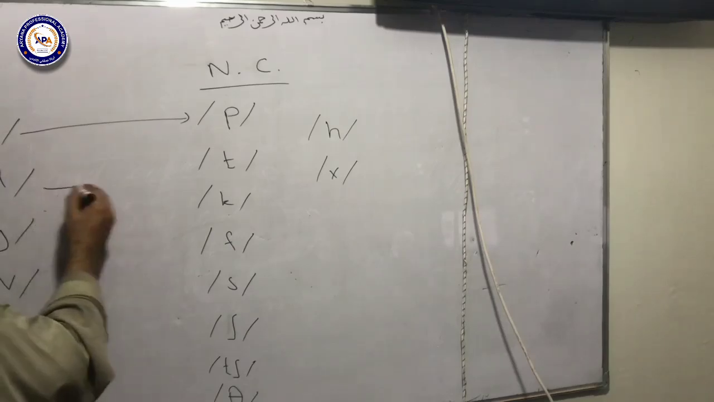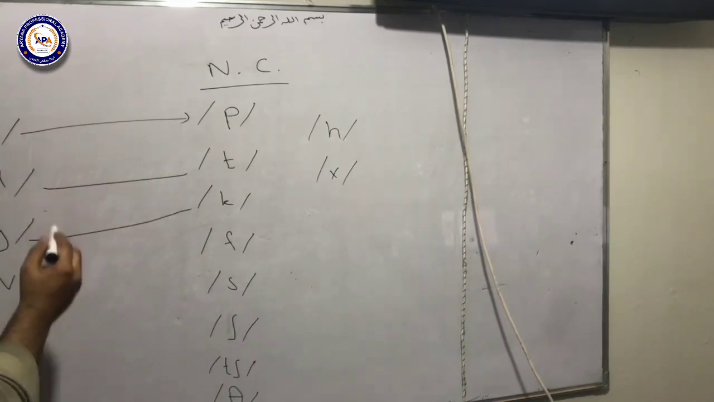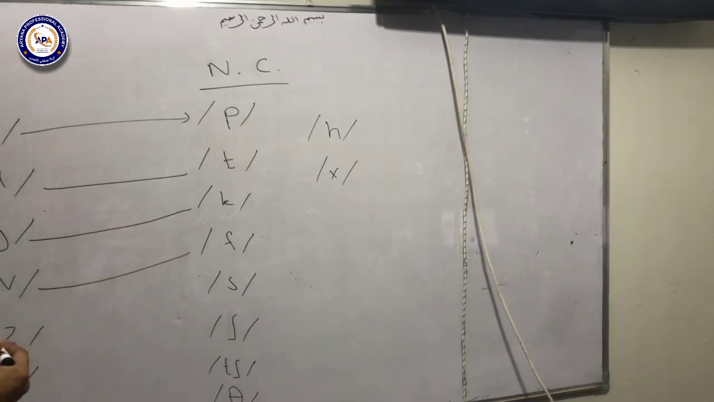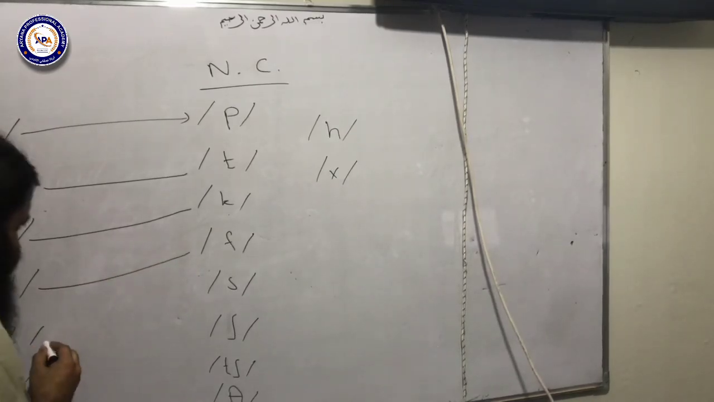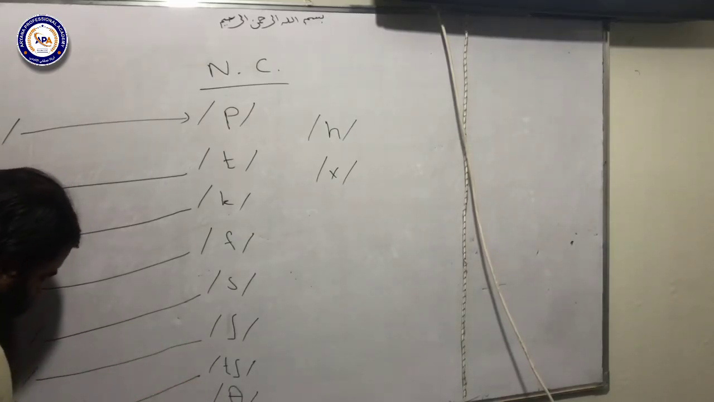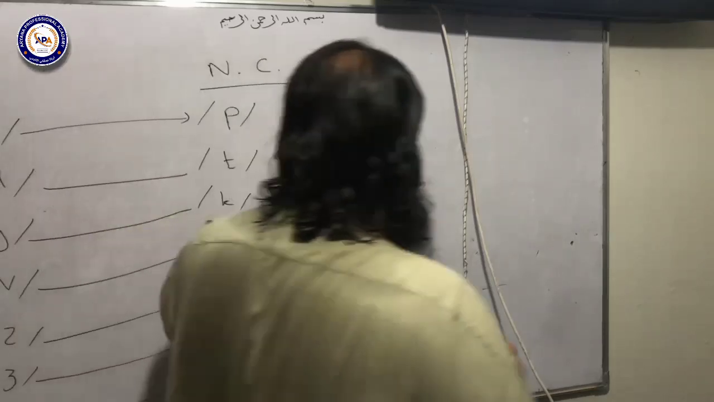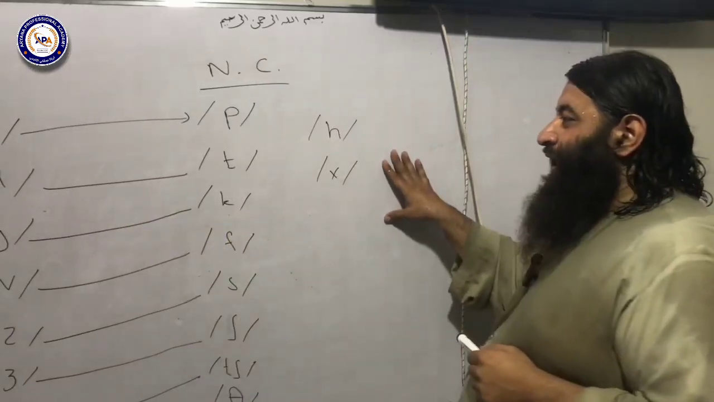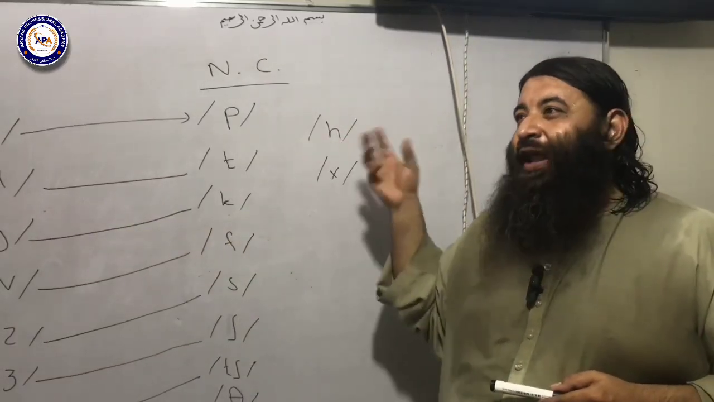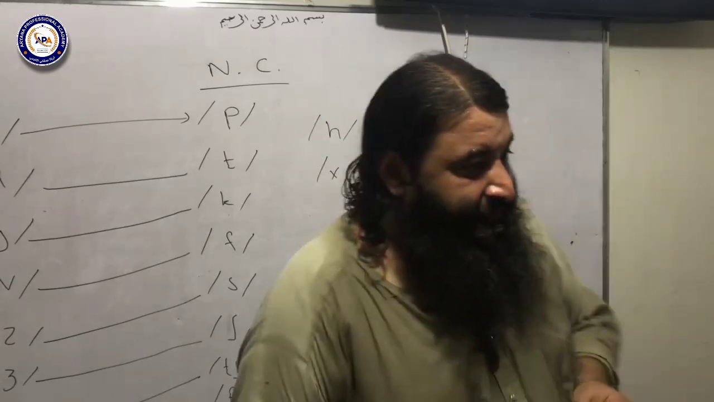D and T, same place of articulation. G and K, same place of articulation. V and F, same place of articulation. Z and S, same. J and Sh, same place of articulation. J and Ch, same. And The and Th, same place of articulation. But H and H, both of them are non-vocalized. Where is the vocalized? Vocalized is the R sound, which we don't have in English.